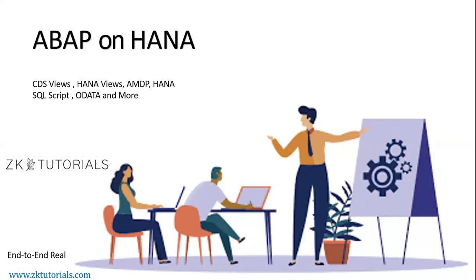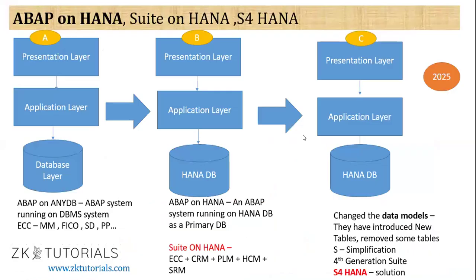In the last couple of sessions, we have discussed some important techniques for analysis when companies move from one system to another, that is, from the ECC system to Suite on HANA, then from Suite on HANA to the S4 HANA system. From A to B, we have seen it's only changing the database. From B to C, they are changing some data models. They have removed some tables, and we have seen which tables they have removed and which tables they have added. All of these things we have discussed in our last sessions.